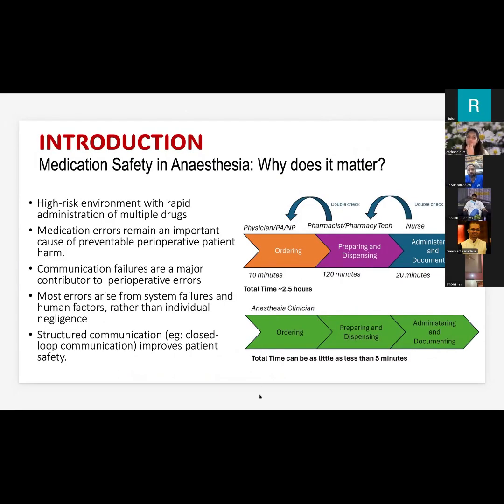So we know medication safety is one of the cornerstones of safe anesthesia practice. Unlike other specialties, we administer multiple drugs in a very short period in a busy and time-pressured environment. Even small lapses in communication or teamwork can lead to significant patient harm. What evidence says is that communication failures are among the most common contributors to medication error in the OT.